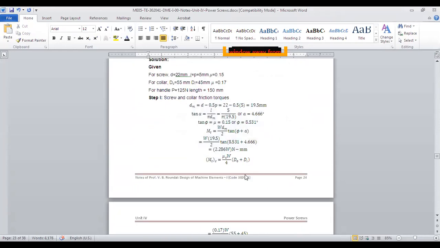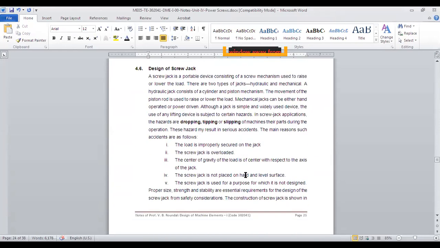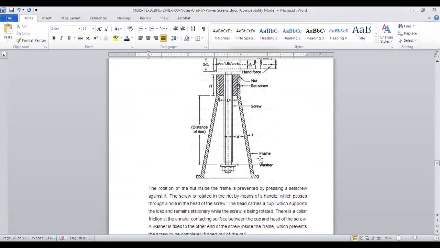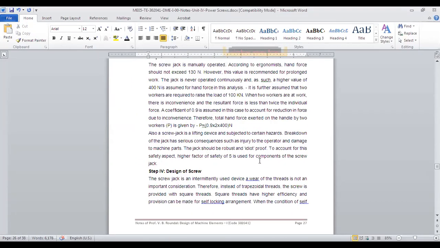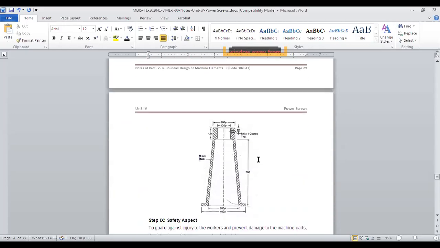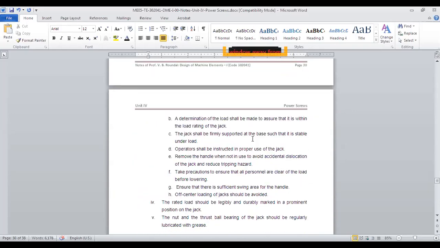Then we have taken an example of the design of the clamp. Then we have seen a screw jack. We have gone through the detailed procedure of the screw jack. It will have a frame, screw, nut, and this cup. And we have seen a design of all that. We have taken a 9 step approach to design a screw jack.